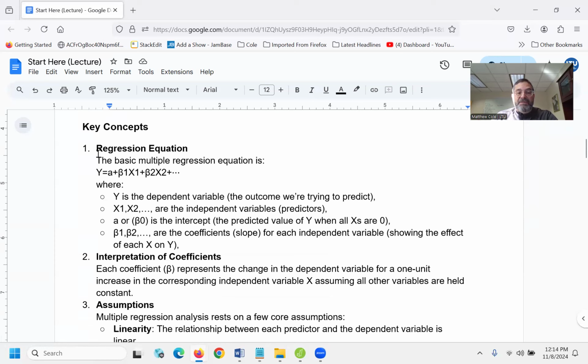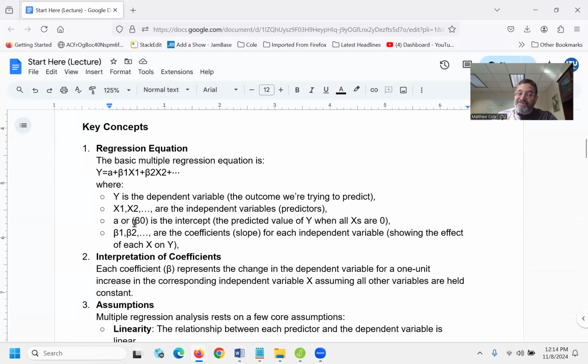So the regression equation in a multiple regression, we're still doing y is a function of a plus bx, but now we have multiple b's, right? We have multiple betas, because each beta reflects the slope of each predictor, each independent variable, each x. So y is our outcome variable. That's our dependent variable. That's what we're trying to predict.